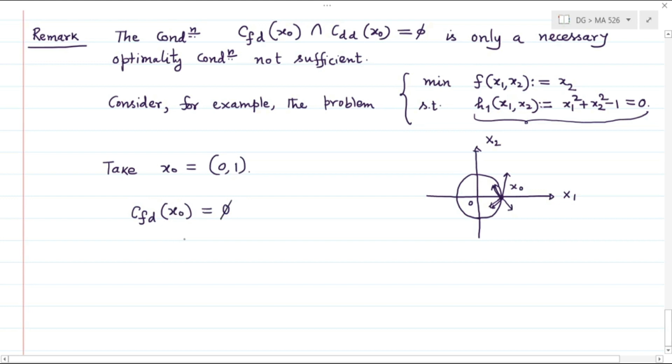And therefore whatsoever be your CDD, you have CDD x0 intersection CFD is equal to the null set. But is the point x0 a local minimum for the function x2? Obviously no, because you have a minimum value over here, and at the point x0 the function value is equal to 0, and you can reduce the function value till -1.